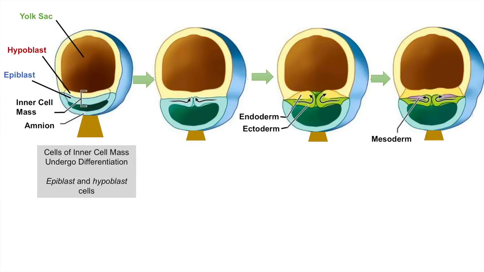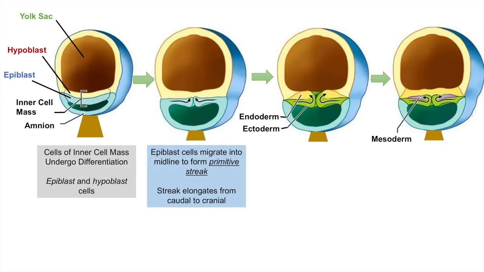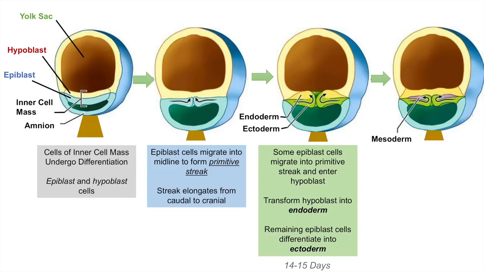So the next thing that happens is that cells in the epiblast layer will begin to migrate into the midline to form what is known as a primitive streak. So epiblast cells from two ends of the epiblast layer will begin to migrate into the midline to form this primitive streak. And the streak itself will elongate from a caudal to cranial axis. So as these epiblast cells migrate into the midline, they form that crease known as the primitive streak, and some of these epiblast cells will migrate further into the primitive streak, and they will themselves enter into the hypoblast layer.